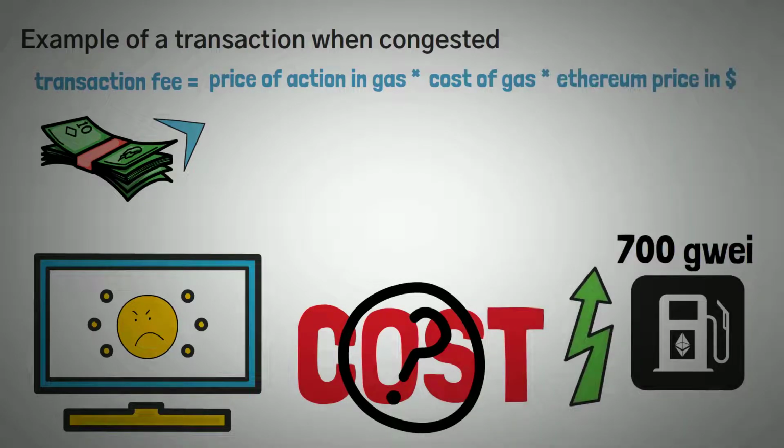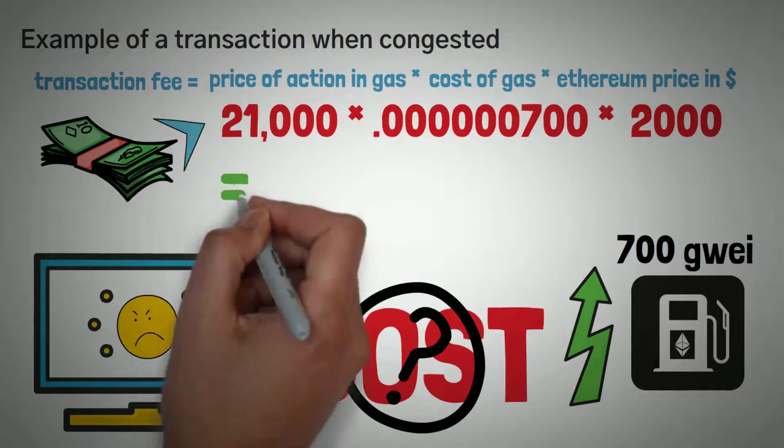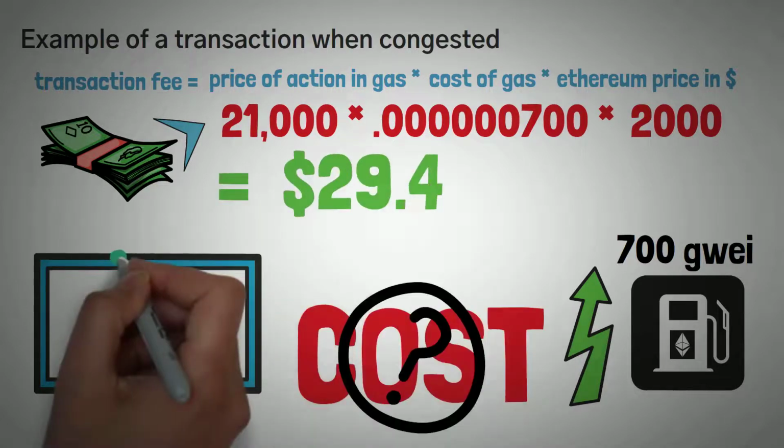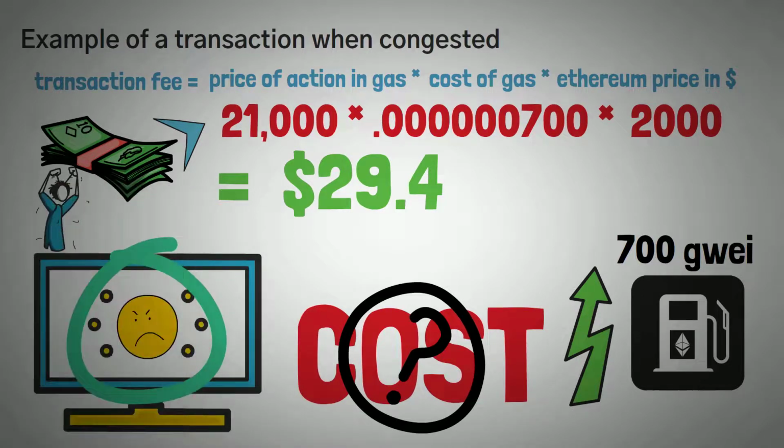So here we go. The price of a transaction is still 21,000 gas. However, this time the cost of gas is now 700 gwei, which is equal to 0.000000700 Ether. And the price of Ethereum is still the same for this example. We're going to use $2,000. So we multiply all of those together, 21,000 times 0.0000007 times 2,000, and we end up with a transaction fee of $29.40. So because the network is congested and tons of people are waiting on it to do stuff, this transaction will cost $29.40 to send money to your friend.